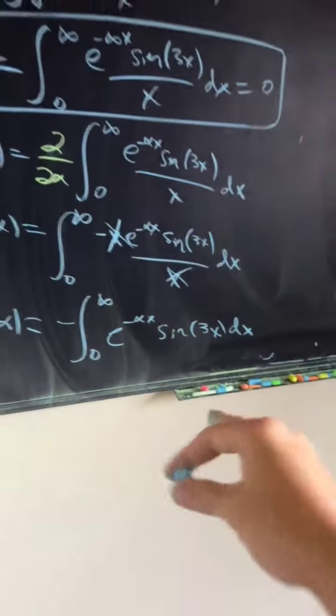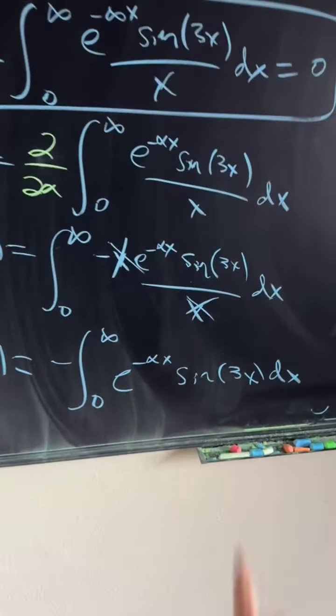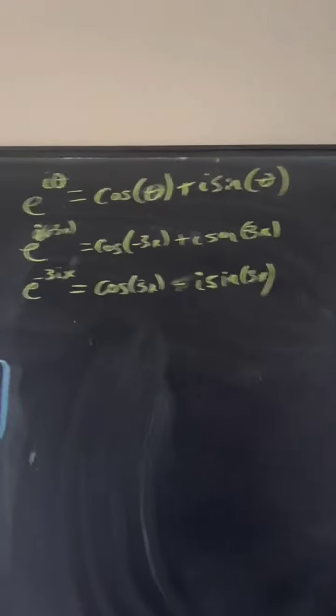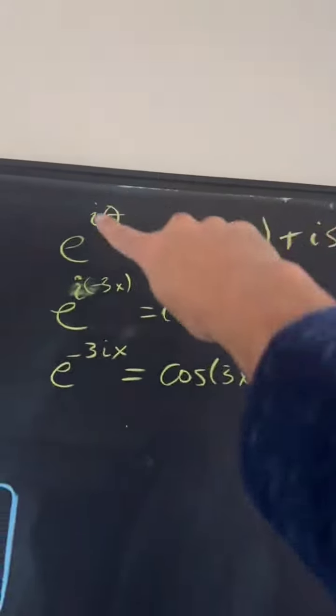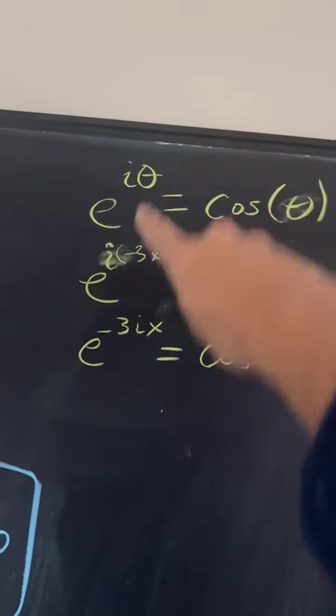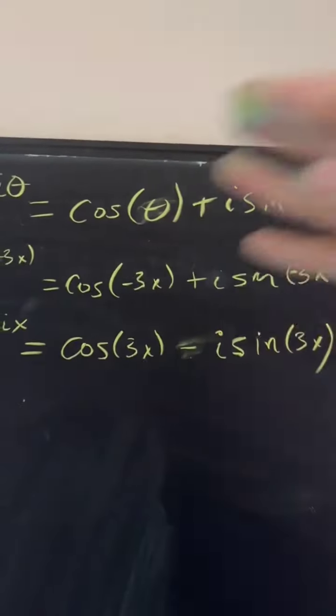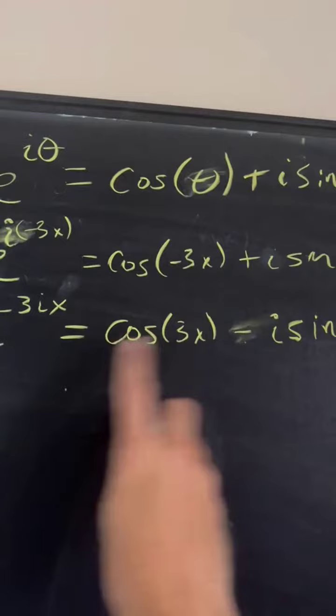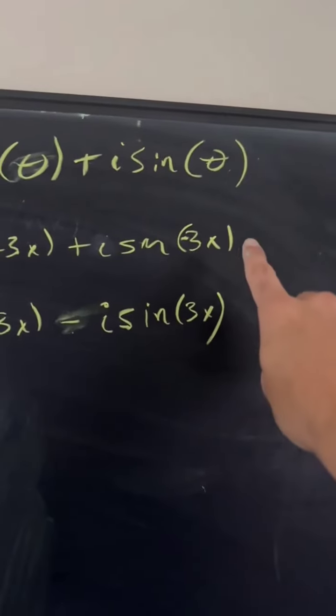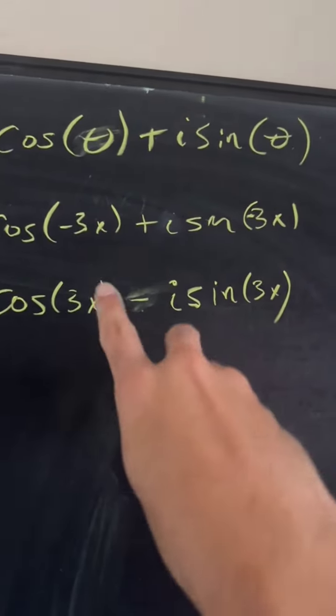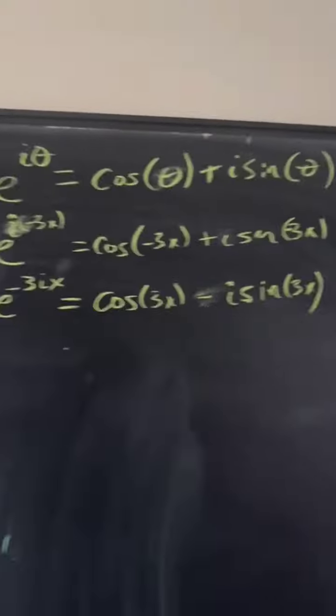Okay, so this is where we're gonna go ahead and bring in our Euler formula to talk about that sine 3x. Here is our Euler formula where theta is the argument. Now we're gonna change that theta into negative 3x. So we plug in negative 3x for every argument for the cosines and sines. Cosine is even, so that just becomes cosine 3x. Sine is odd, so that negative can come on the outside. And now we have negative i sine 3x.